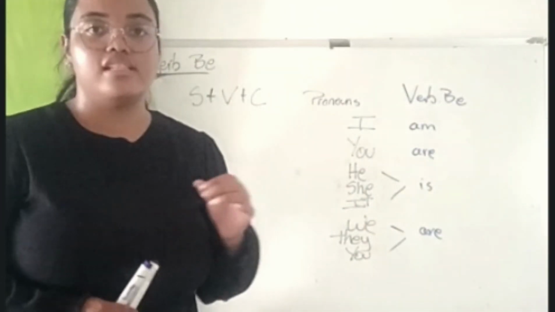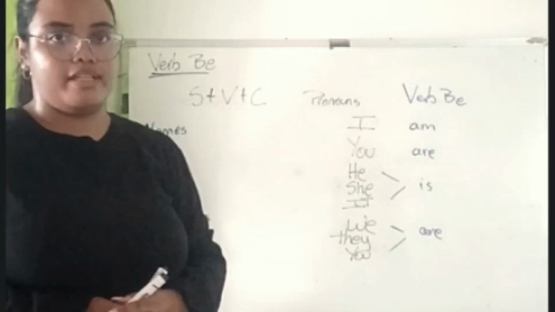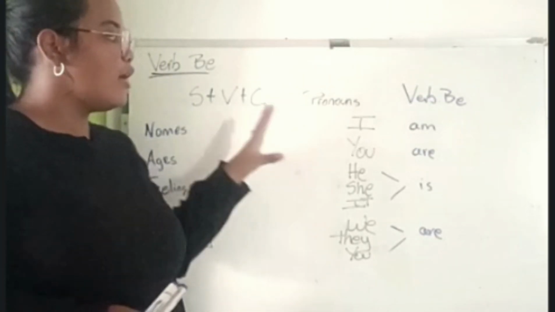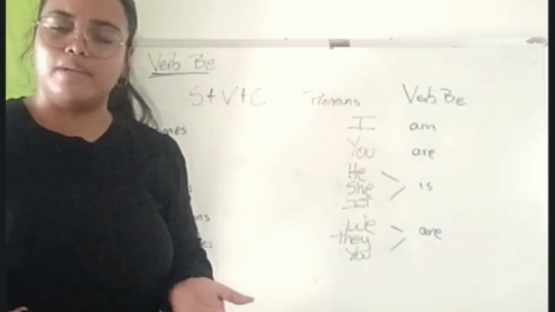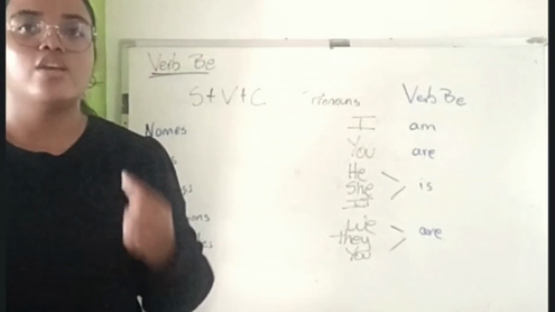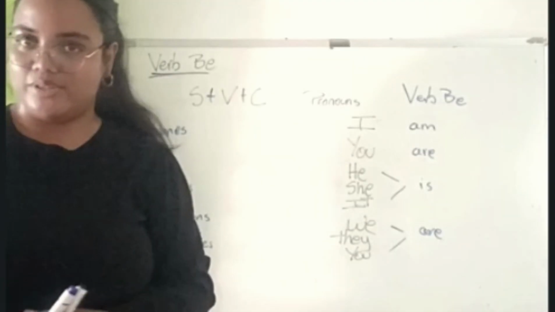In English, the sentence structure is composed by a subject, verb, and a complement. Now we already learned in this lesson how to use the subject and the verb. But what is a complement? The complement is all the additional information that gives sense to a sentence. Now, let's see the examples.